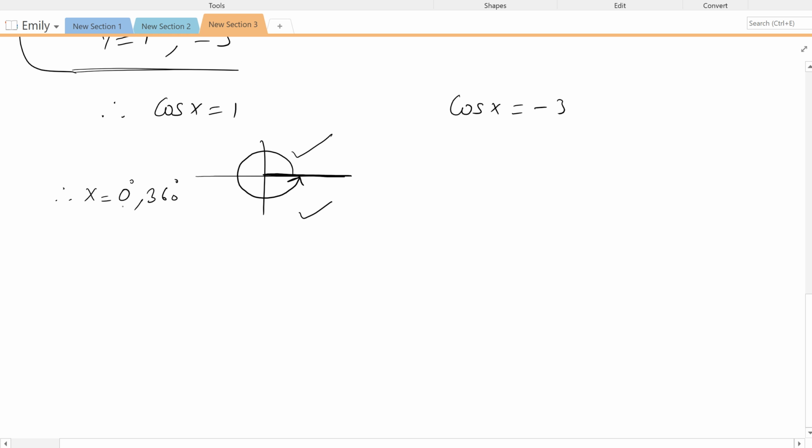The answer should be in radians, so we write 0 radians and 2 pi radians.